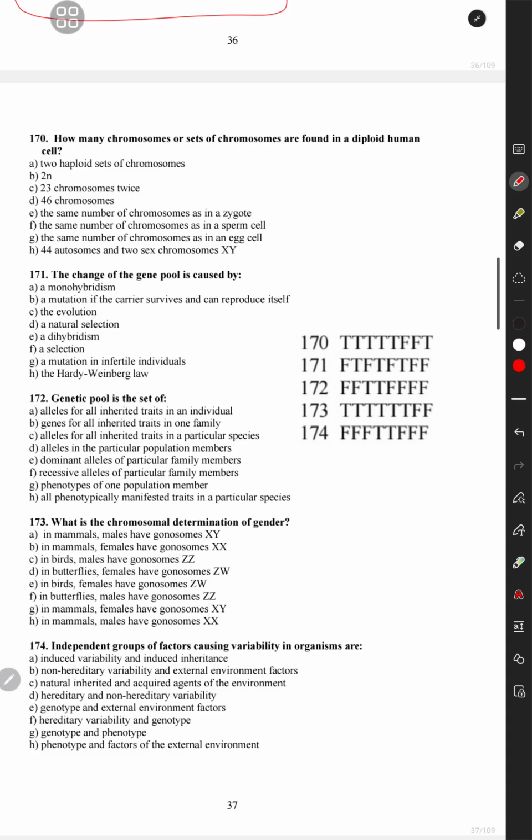How many chromosomes or sets of chromosomes are found in a diploid human cell? 2 haploid sets of chromosomes, 2n, 23 chromosomes twice, 46 chromosomes. Same. Zygote, egg. Yes.